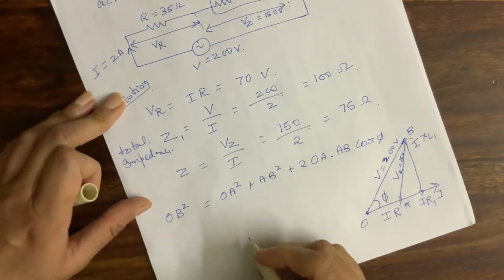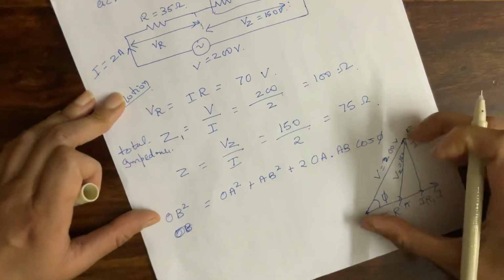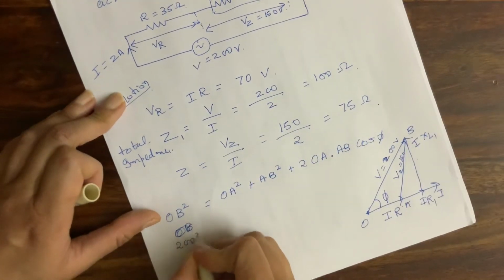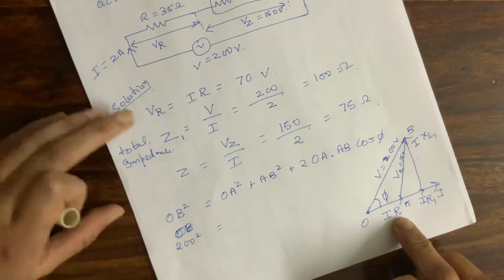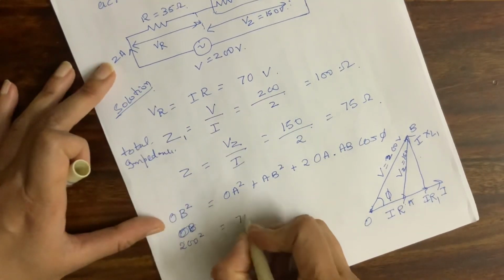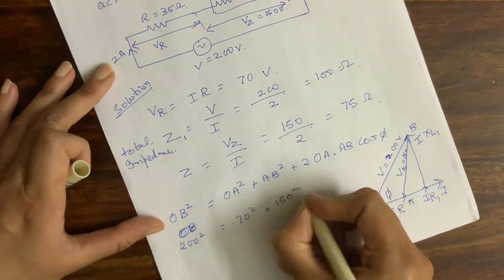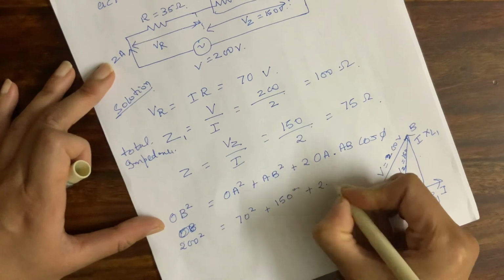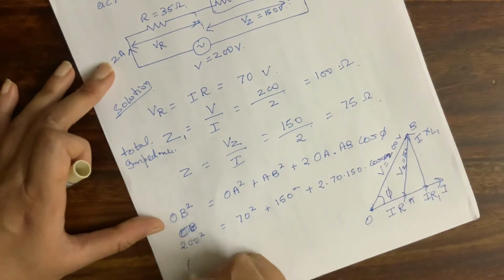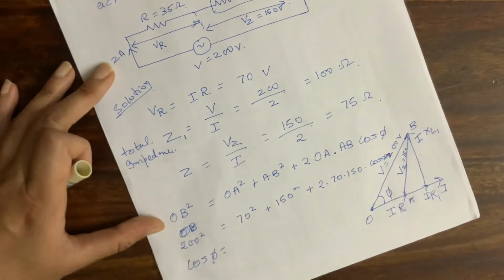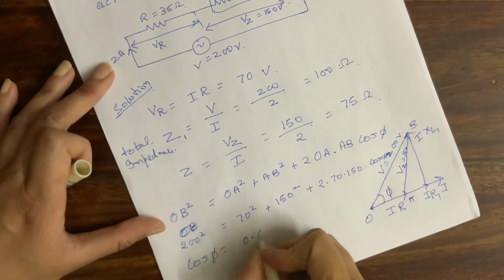So we have the simple vector addition formula here, and we have the values of both. I am putting the values now. OB is 200. So 200 whole square is equal to, what is OA? OA is IR, which I have already found out. IR is 70, so that is 70 square. What is AB? AB is 150. So 150 whole square plus again the same values, 2 times 70 times 150 cos phi. If you rearrange them and find the value, you will find that cos phi comes out to be 0.6.